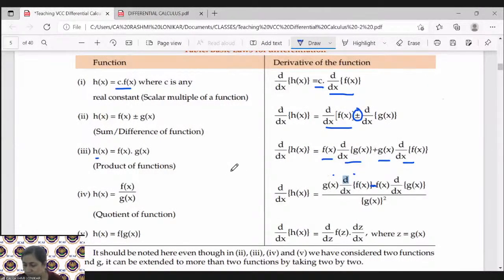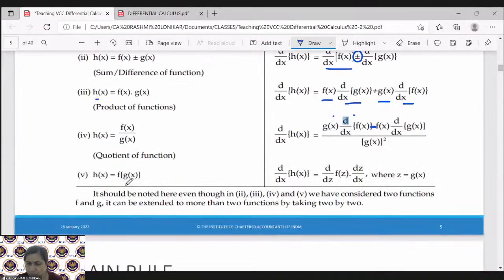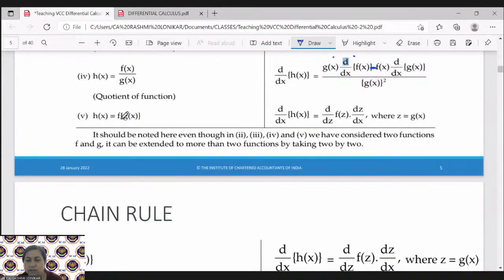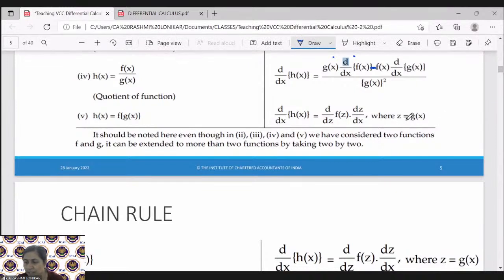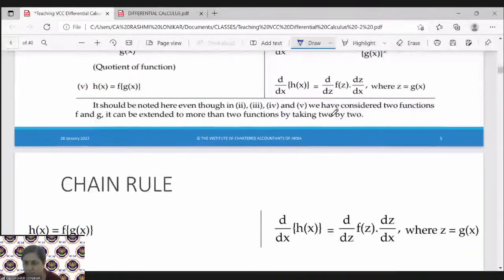Then the next one, which we are going to do today, is h(x) is equal to f of g(x), so that it is a function of another function of x. Then we will do it by putting the inner function g(x) as equal to z, and then we are going to find the derivative. That example we are going to take today.